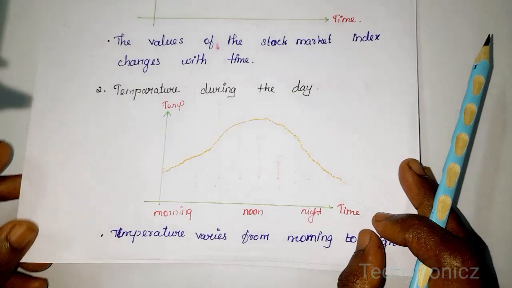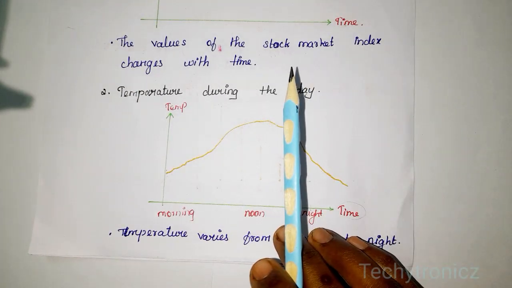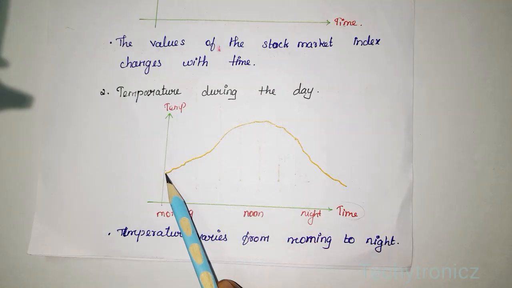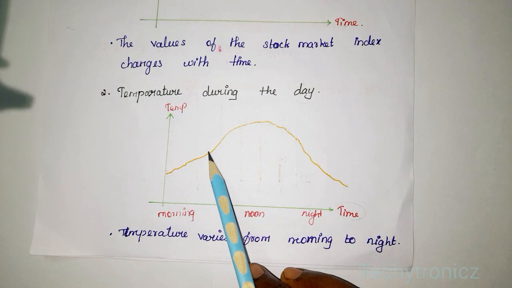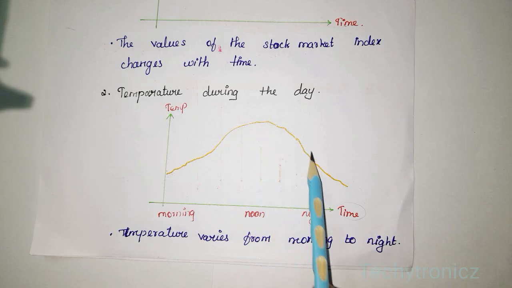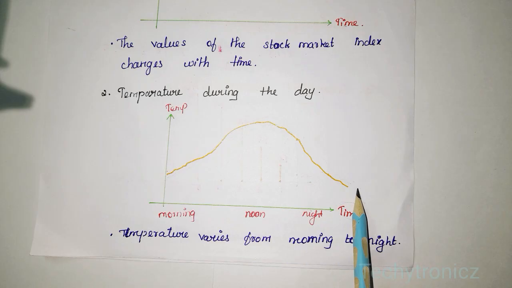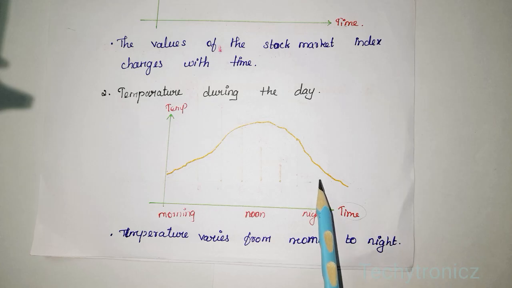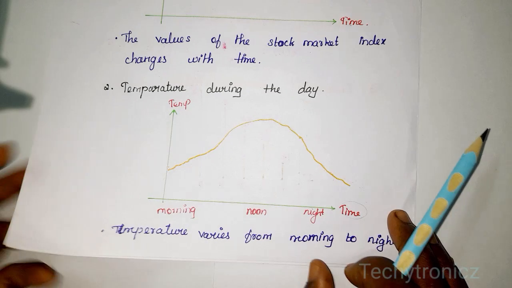The next one is temperature during the day. This is another example. In the morning it may be cool, then it increases towards noon and again drops at night. If we record this temperature at different times and plot it on a graph, we get a temperature signal. The independent variable here is again time.